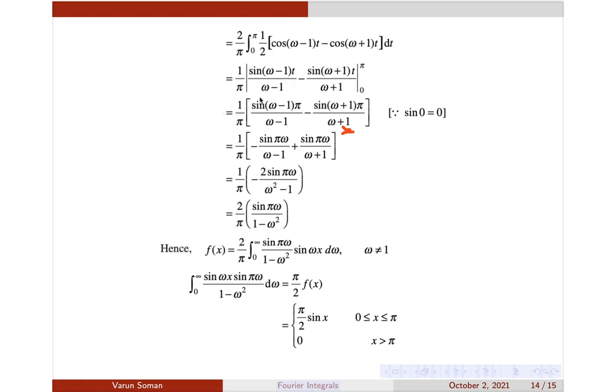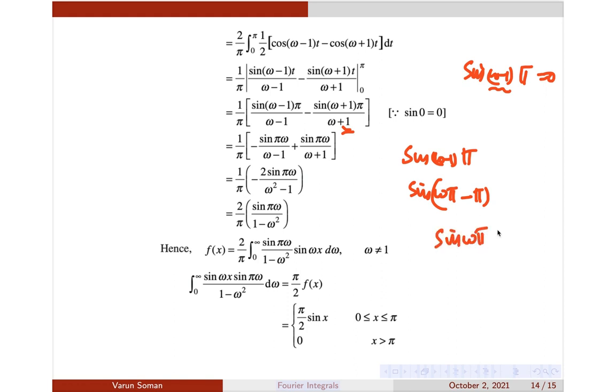What is sine(omega minus 1) pi? Remember, don't put it as 0, because you don't know the value of omega. If it is an integer, it will be 0, but omega is a constant and we don't know what it is. So don't write sine(omega minus 1) pi equal to 0, because omega is not an integer. If you want, you can write sine(omega pi minus pi), and expanding sine A minus B, it is sine omega pi cos pi minus cos omega pi sine pi.